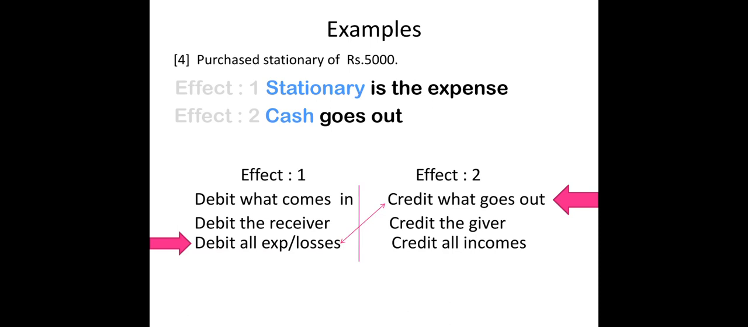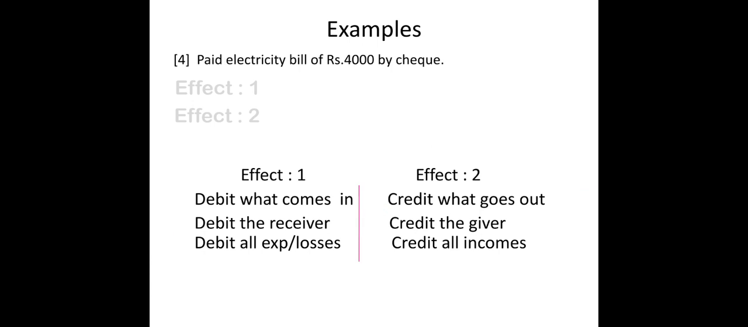Cash goes out. Okay, so stationery is the expense, and effect number 2, cash goes out. Okay, so there is a combination of rule number 3 with rule number 1. Okay, so whenever there is any expense, any expense, then you can take that in effect number 1. Okay, or losses. One more example, student.